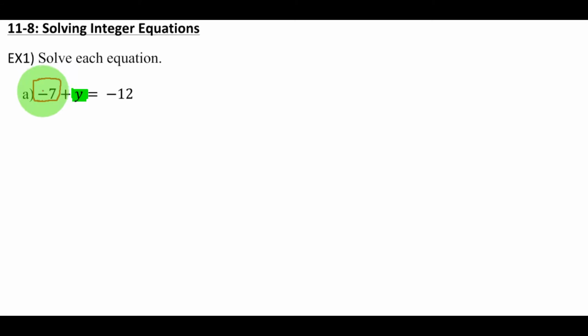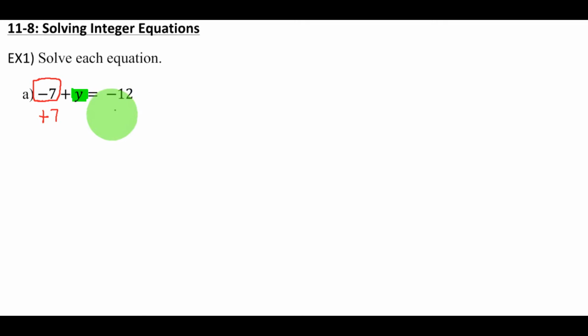In this case, since I have -7, I've got to ask myself, how do I undo -7? How do I cancel it out? How do I get rid of it? Well, I've got to use its opposite, or its inverse. What's the inverse of -7? The inverse of -7 is +7, or adding 7. So in order to cancel out -7, I've got to add 7 to this side of the equation.